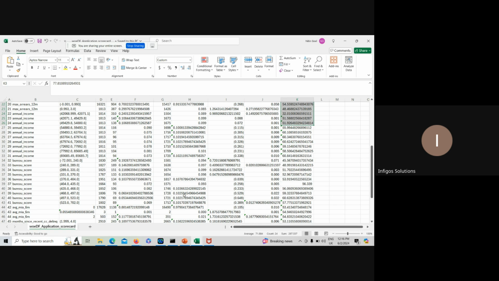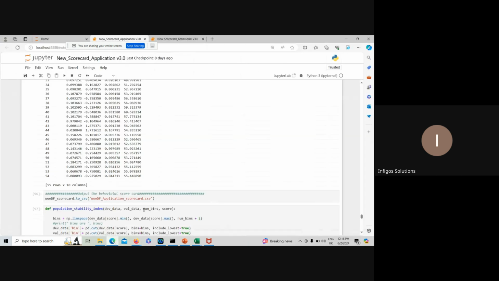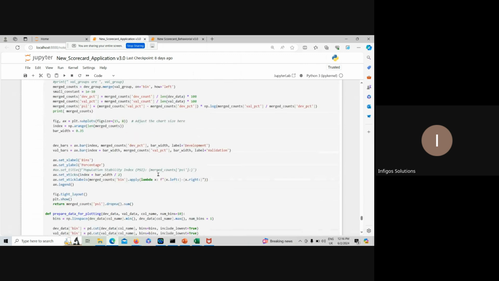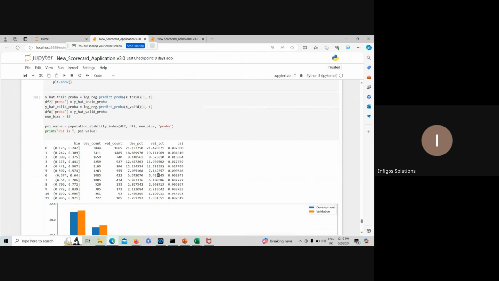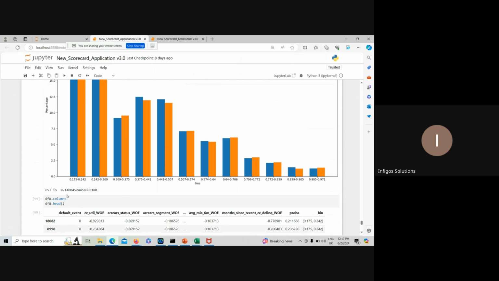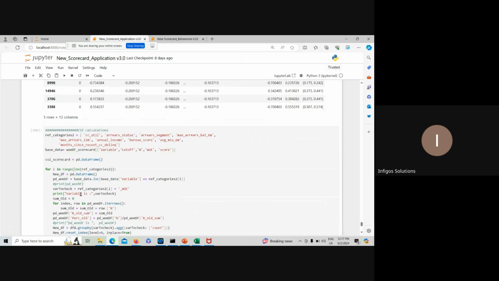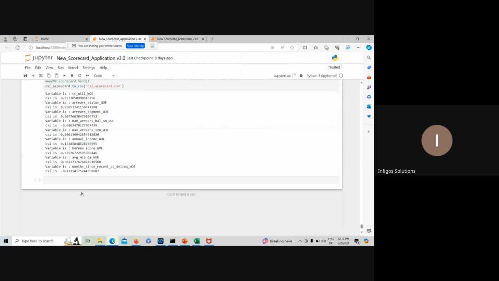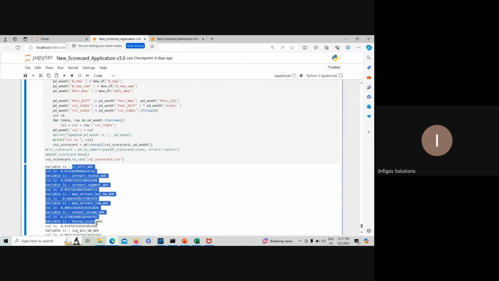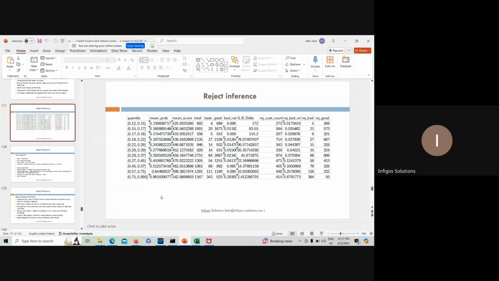Anybody, any question? We need to follow the same process to build the application scorecard. PSI is 0.14. Then these are the CSI calculations. Everything I have put here, and I'll show it to you.